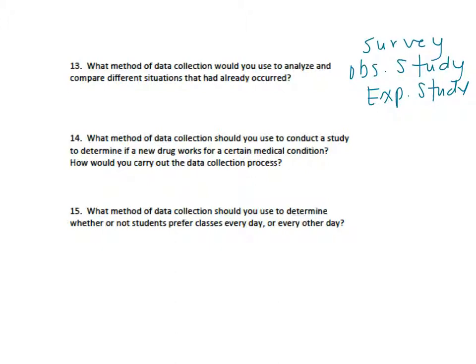So with this first one, what method of data collection would you use to analyze and compare different situations that had already occurred? You're not asking anybody anything, you are looking at data that already exists. That would be the observational. Remember when we talked about brain cancer and cell phone use? You're looking at something that had already occurred.